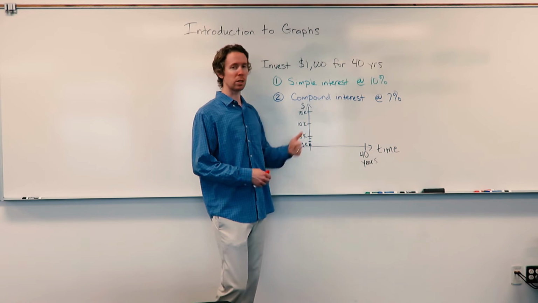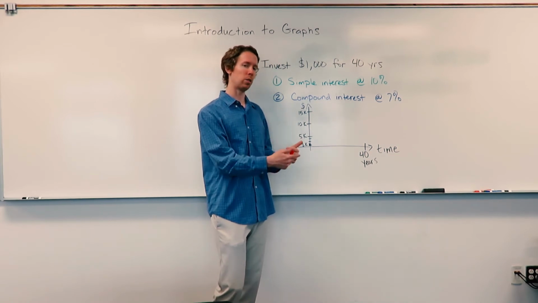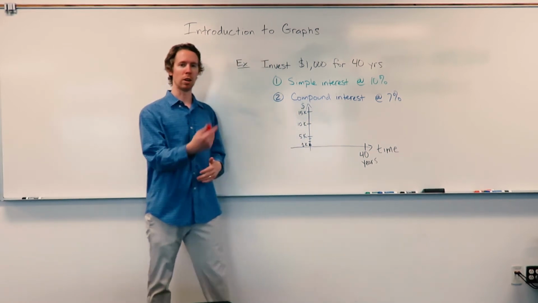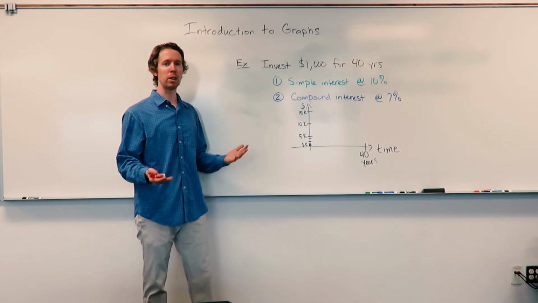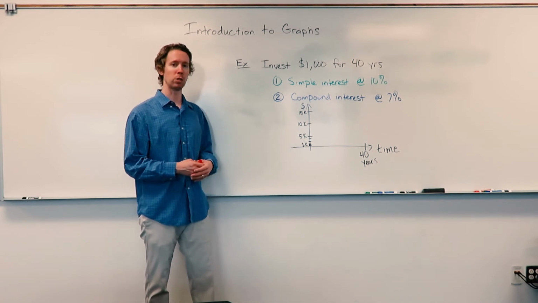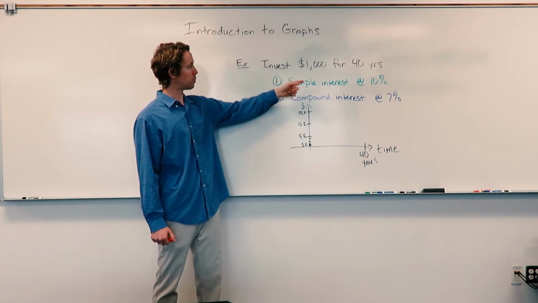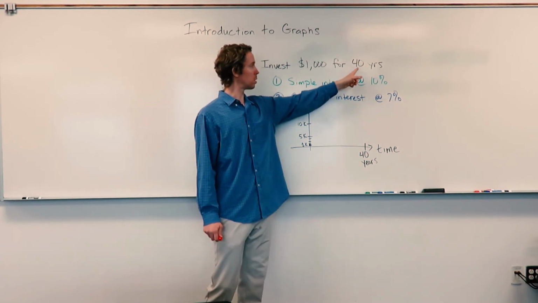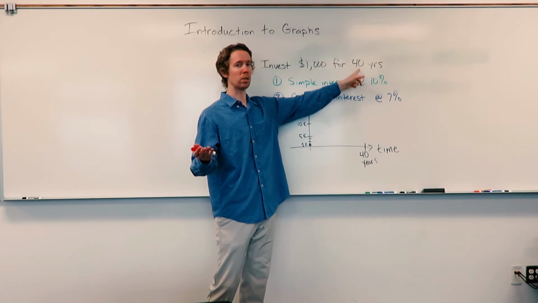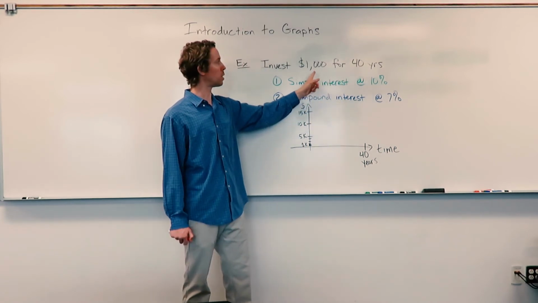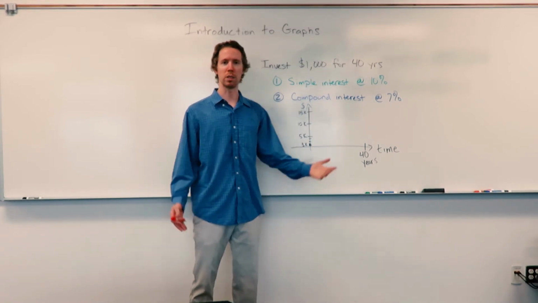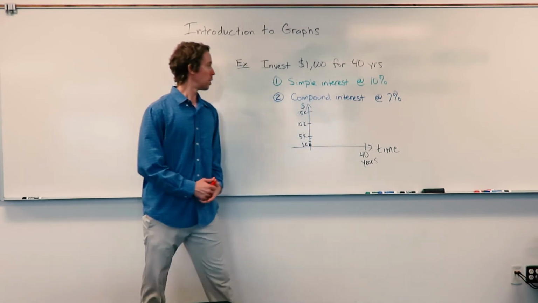Since it's simple interest, the second year we'll earn another $100. The third year we'll earn another $100. Every year for 40 years we'll earn $100. So we can say exactly how much this will be. Each year we're earning 100 times 40 years, we'll earn $4,000 in interest. So after 40 years we'll have 1,000 plus 4,000 is $5,000. That's simple interest.